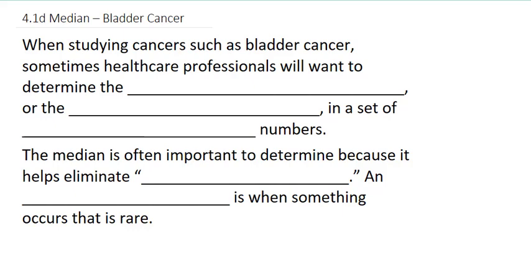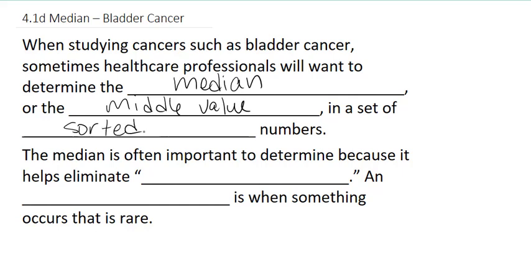Median. When studying cancers such as bladder cancer, sometimes a healthcare professional will want to determine the median, or the middle value, in a set of sorted numbers. The median is often important to determine because it helps eliminate outliers. An outlier is when something occurs that is rare. So let's look at an example.